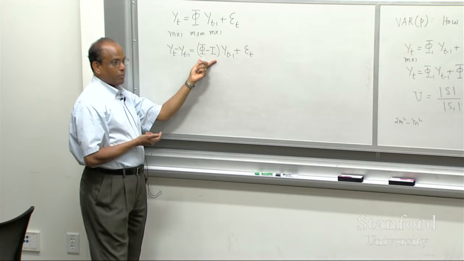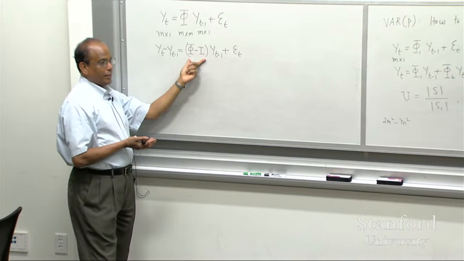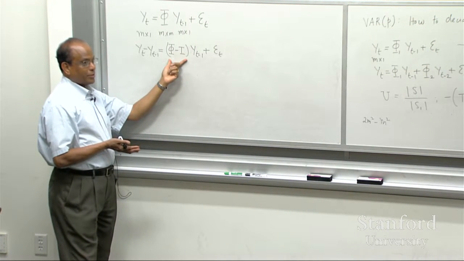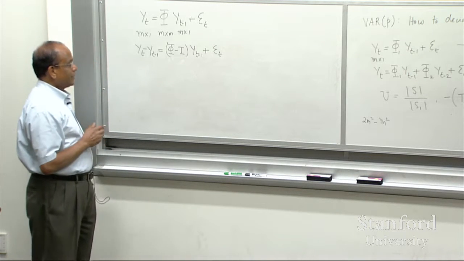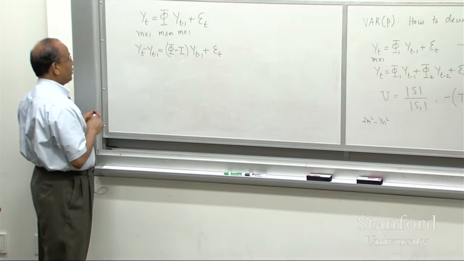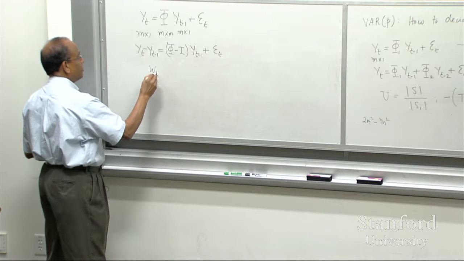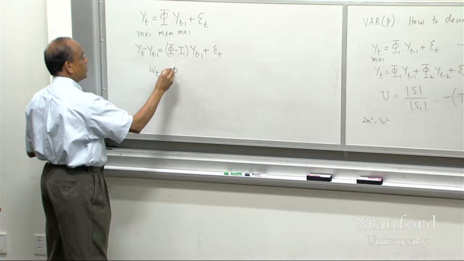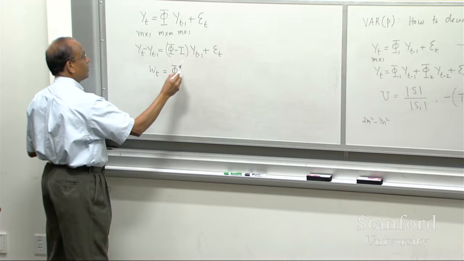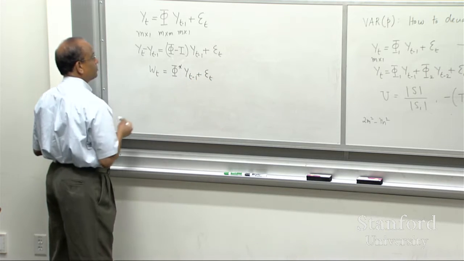If pi goes to 1, pi minus 1 should go to 0. So if the eigenvalues of this go to 0, that indicates that there are non-stationarity issues. The nice thing about this is that there is a result, and I think I've done some work in this area. So I am going to write this as Wt is equal to, call this pi star, times Yt minus 1 plus epsilon t.